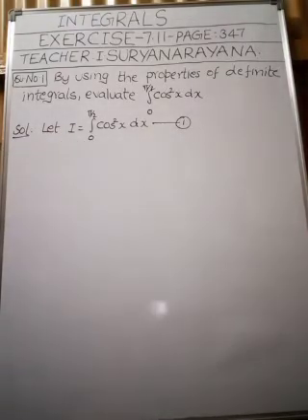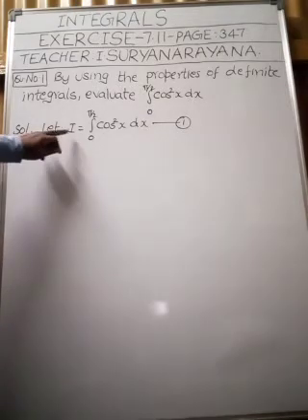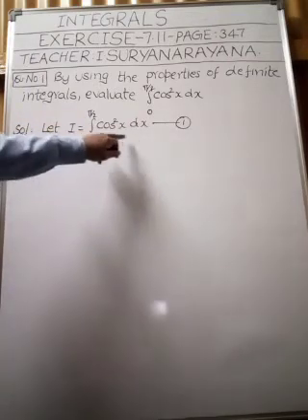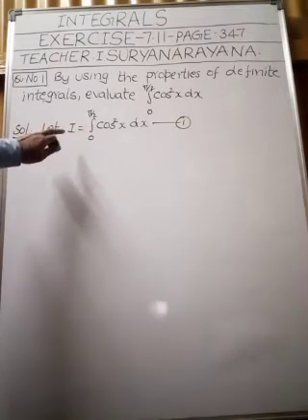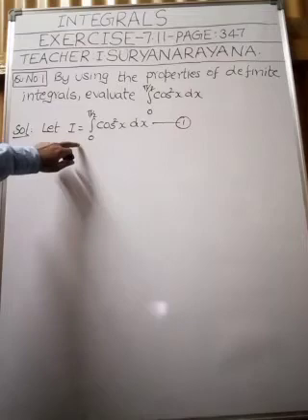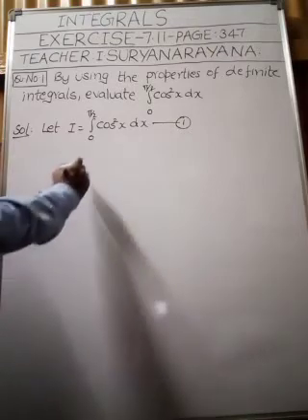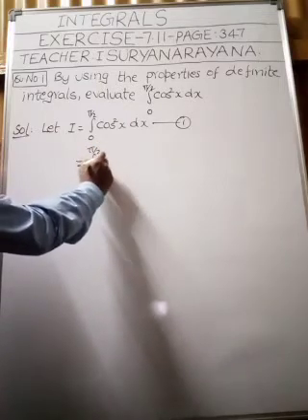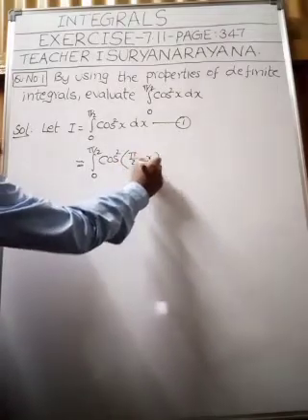Okay, my children, right. Come to the solution part. Let us assume that capital letter I is equal to integral 0 to pi by 2 cos square x dx. Okay, my children, this is the first step. In this entire chapter, the first step is assuming that capital letter I is equal to the integral of the given function. Let us assume that this is equation 1. Now I am applying integral 0 to pi by 2 cos square of pi by 2 minus x dx.